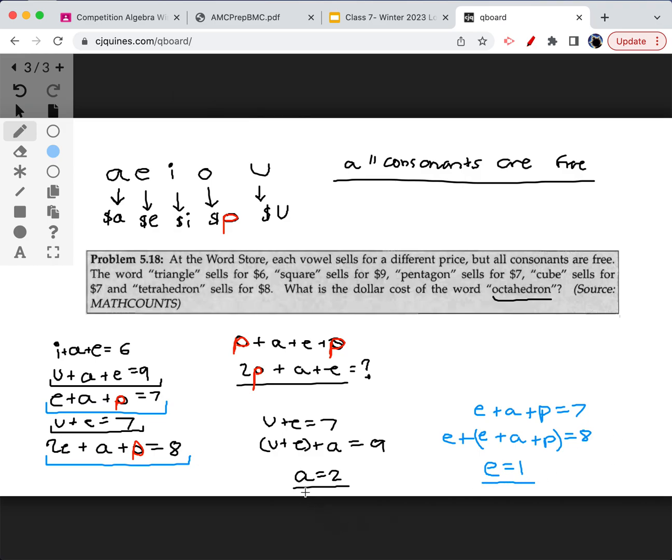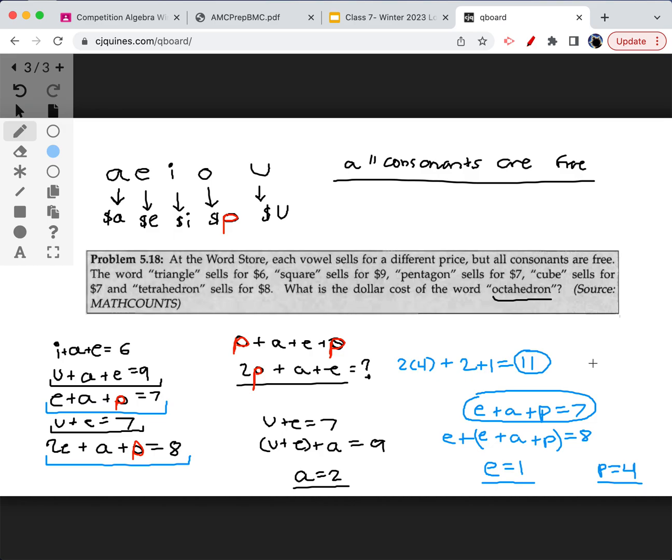So now we know that a is equal to 2 and e is equal to 1. We can just substitute both values into this equation here. And we can get p is equal to 4. So we have a is equal to 2, e is equal to 1, and p is equal to 4. And what we want is 2p plus a plus e. So this would just be 2 times 4 plus 2 plus 1, which would be 11. So yeah, 11 would be the right answer.